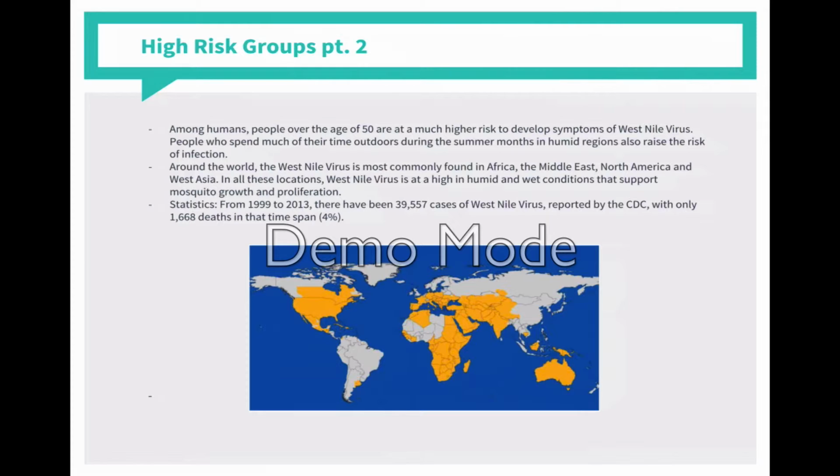Statistics. From 1999 to 2013, there have been 39,557 cases of West Nile virus reported by the CDC, with only 1,668 deaths in that time span, about 4%.